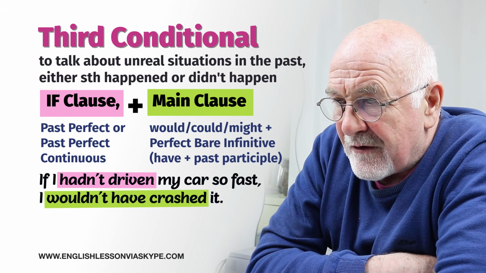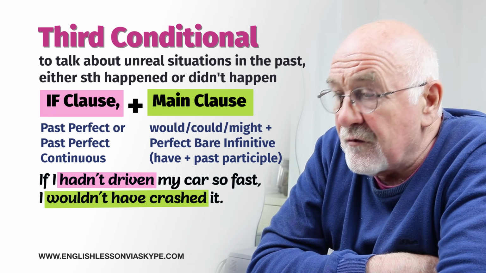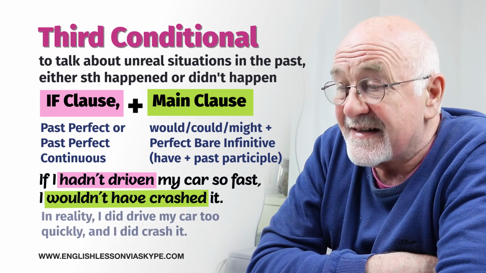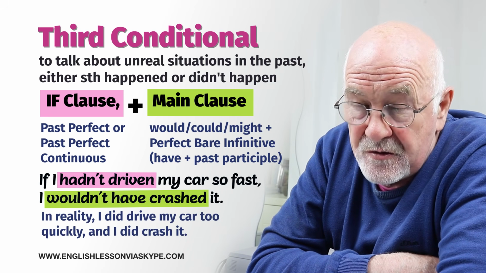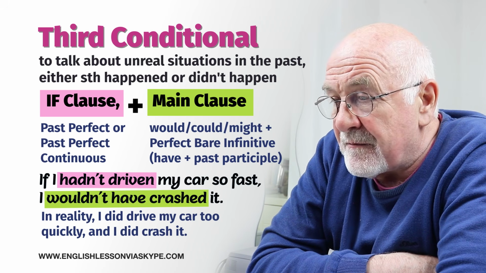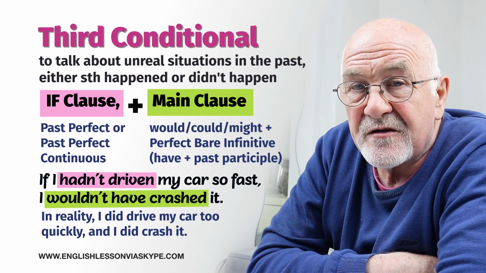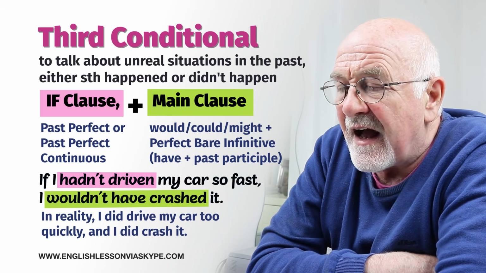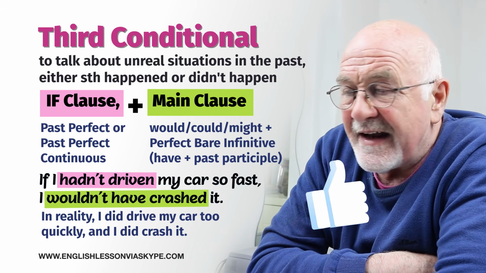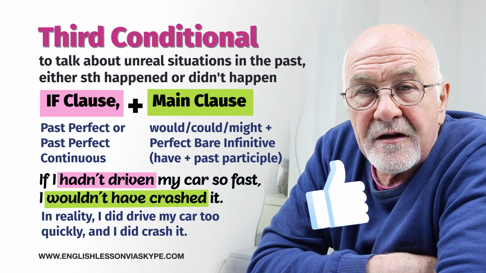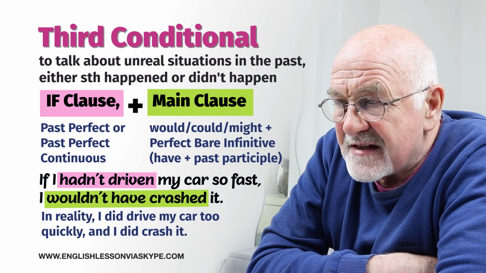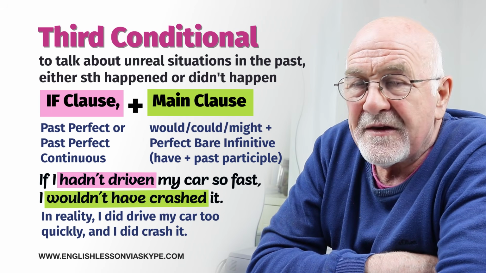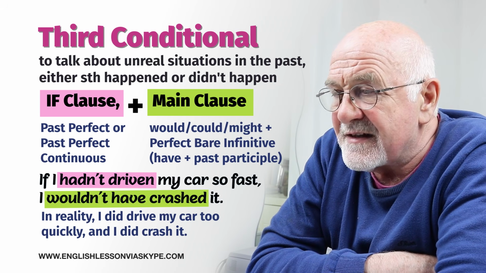And this is an example of the third conditional. It's unreal because what actually happened was I did drive my car too quickly and I did crash it. But if I hadn't, and this is the unreal past situation, if I hadn't driven the car so fast, I wouldn't have crashed it. And again, like all the other conditional tenses that we've looked at, we have to keep the if and would in separate clauses.